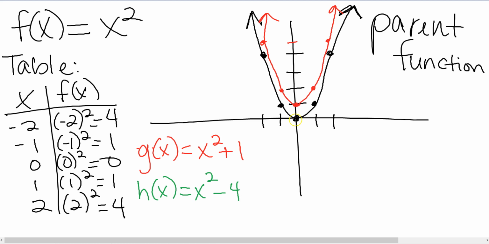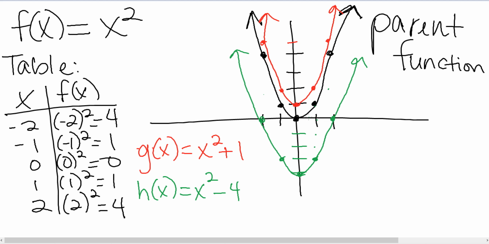So our parent function's in black, so we're going to shift everything down 4. So 1, 2, 3, 4. So this would be the parabola in green. Okay? So the k determines your vertical movement, up or down, from the parent function.